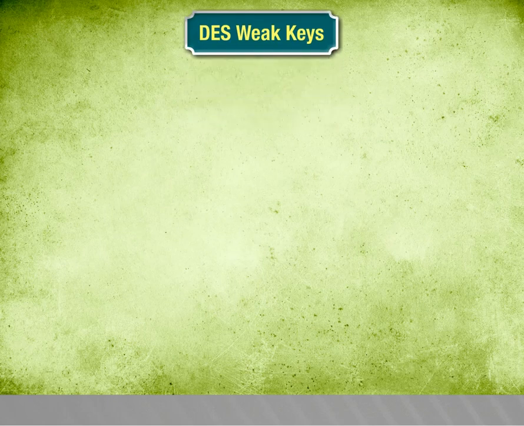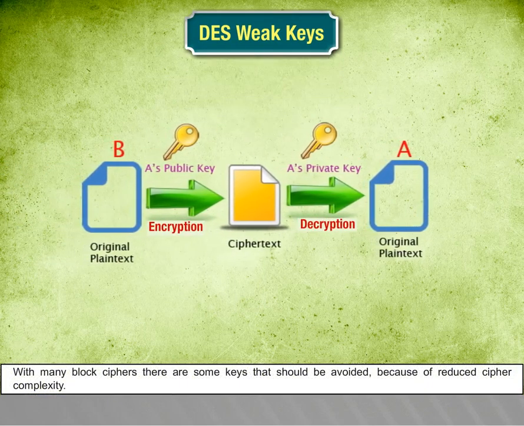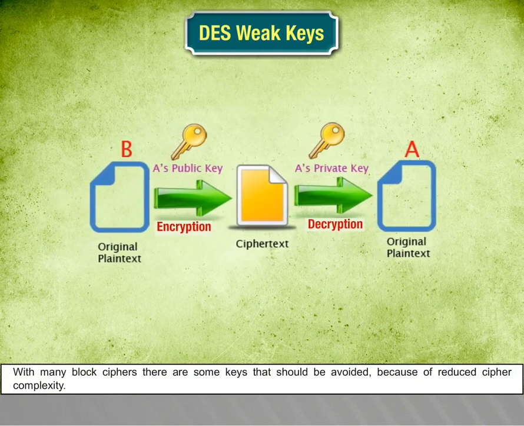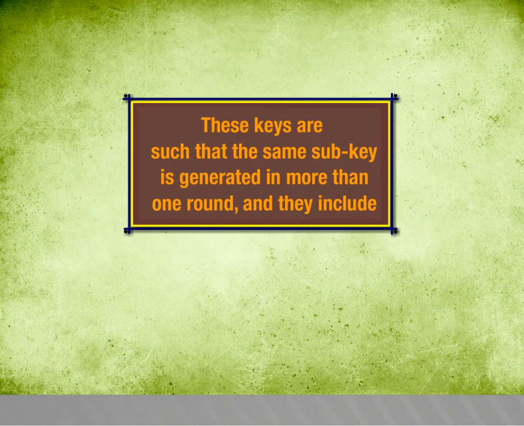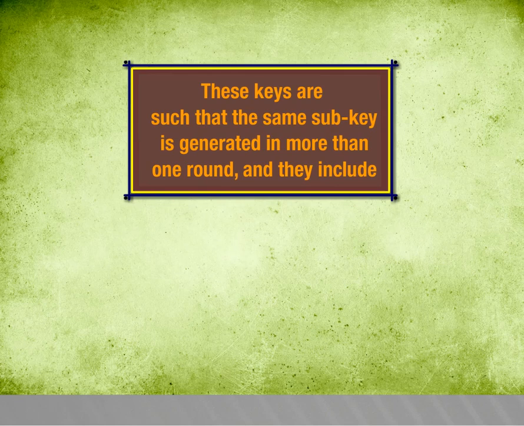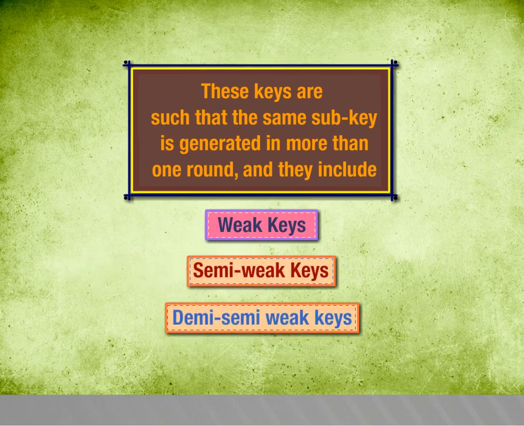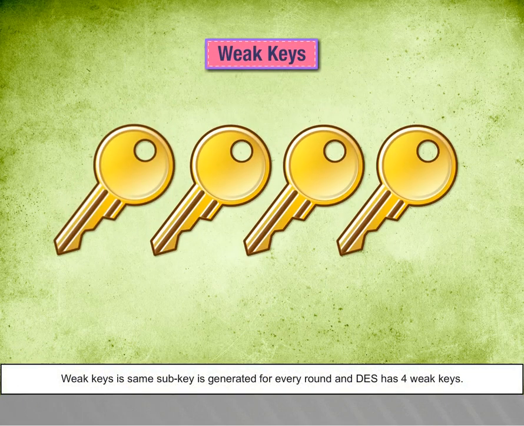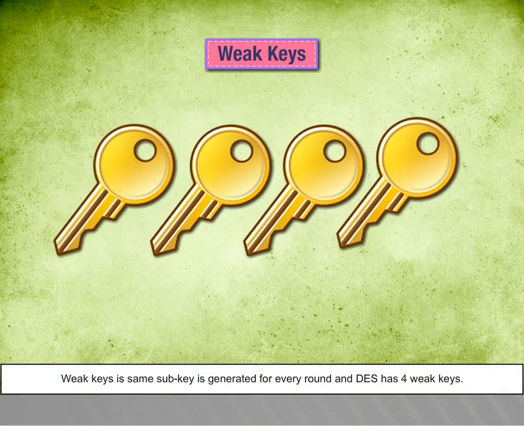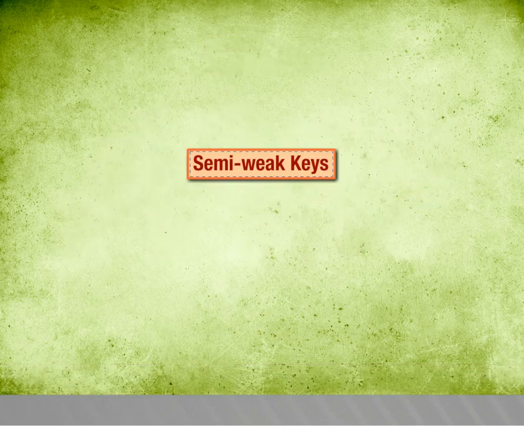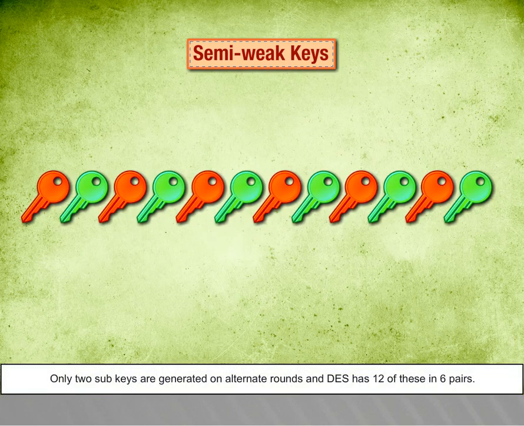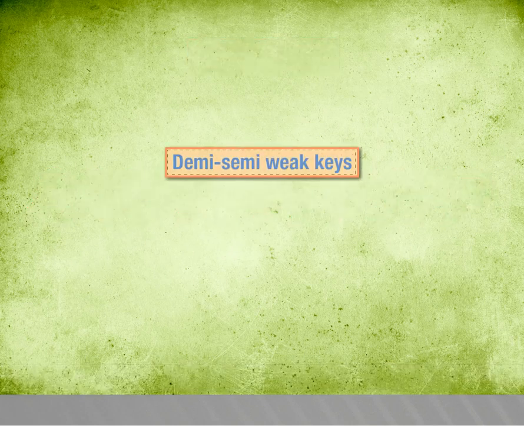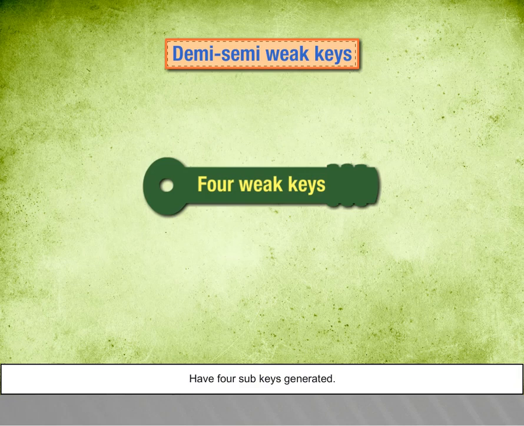DES weak keys. With many block ciphers, there are some keys that should be avoided because of reduced cipher complexity. These keys are such that the same subkey is generated in more than one round, and they include weak keys, semi-weak keys, and demi-semi-weak keys. Weak keys: the same subkey is generated for every round, and DES has 4 weak keys. Semi-weak keys: only 2 subkeys are generated on alternate rounds, and DES has 12 of these in 6 pairs. Demi-semi-weak keys have 4 subkeys generated.